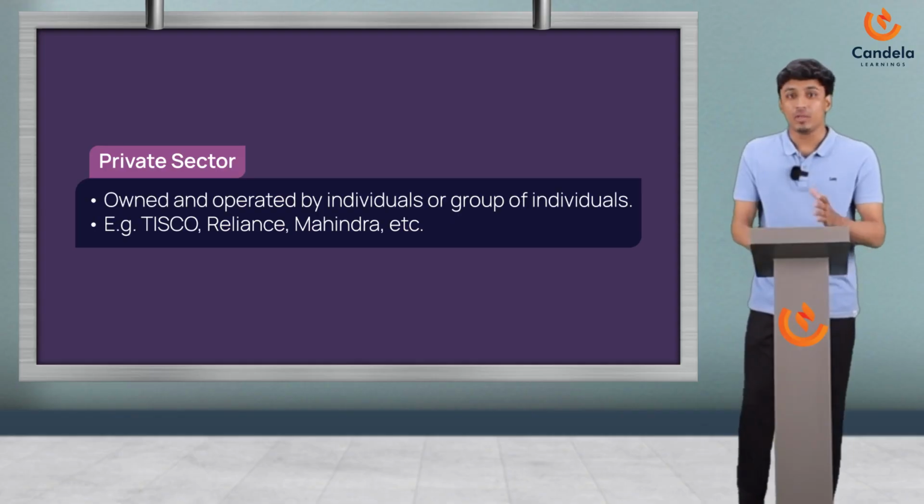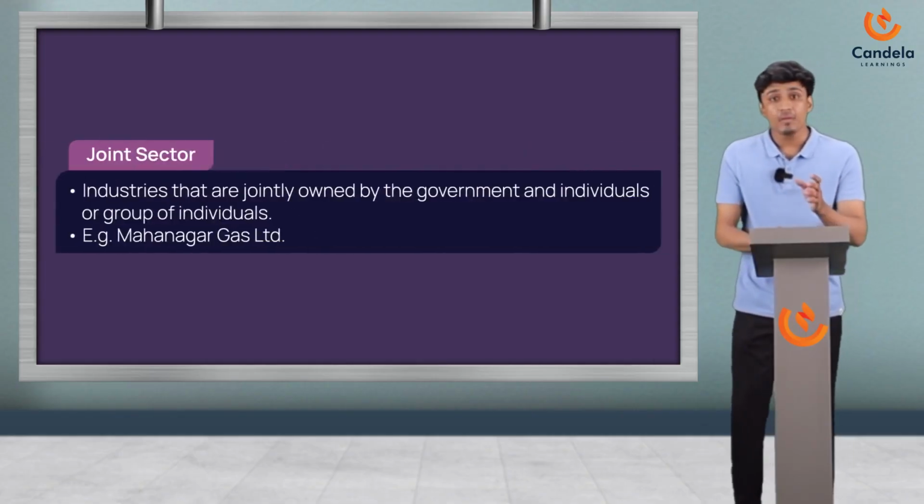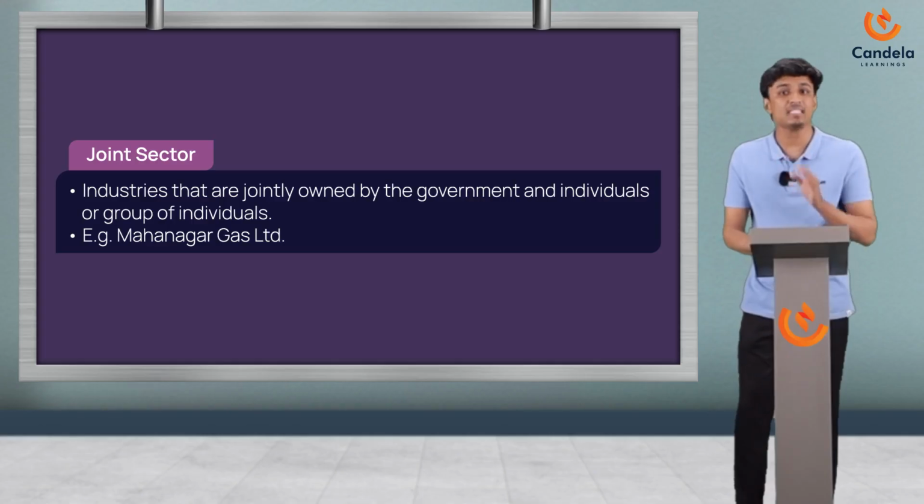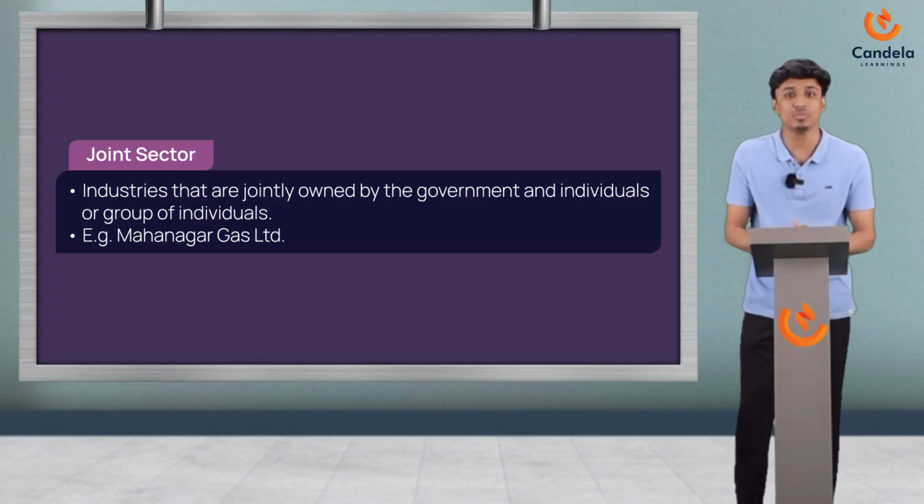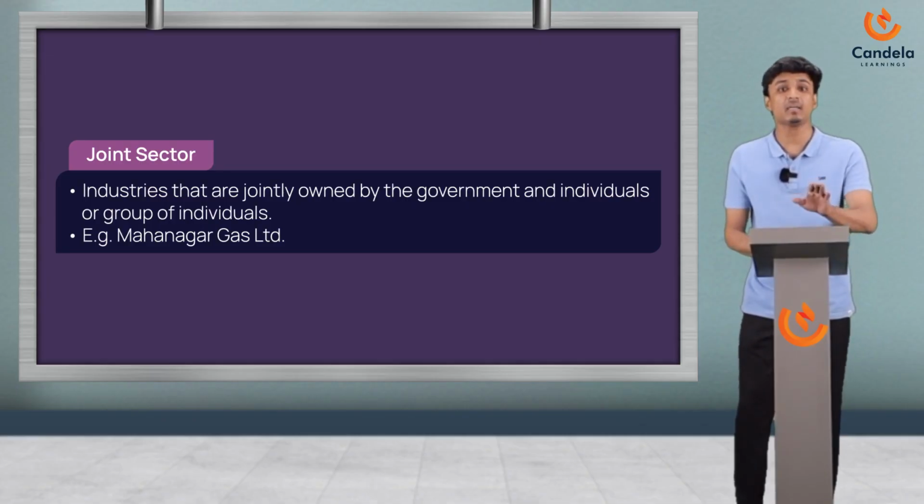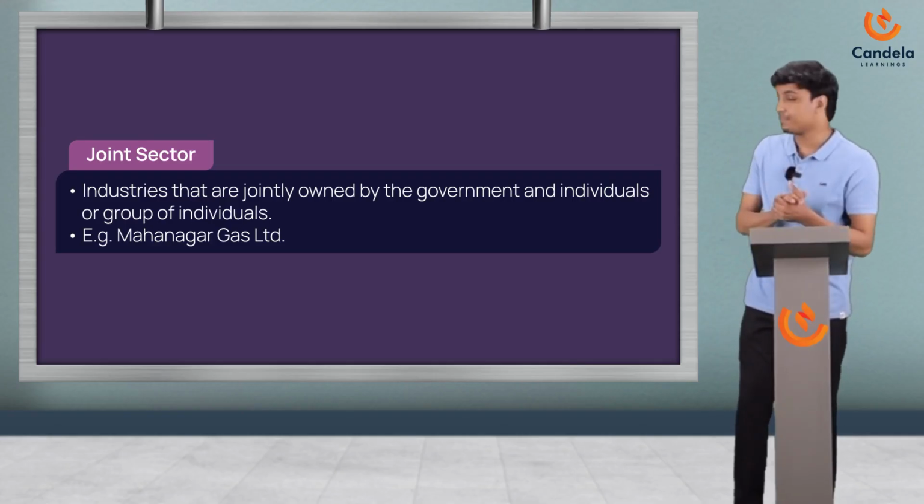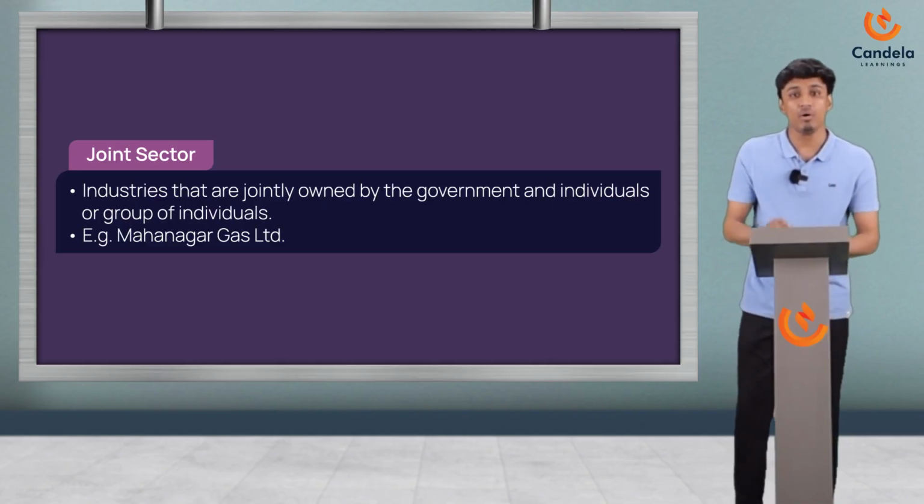Now let's talk about joint sector. See, if you know about public and private sector, this one is easy to understand. Listen here. Public sector means it is operated by the government, and private sector means it's operated by private individuals or businesses. So joint sector means it is operated by both of them. Here both parties contribute to the capital investment and take part in the management and the control of the business. Mahanagar Gas Limited is a good example of joint sector.